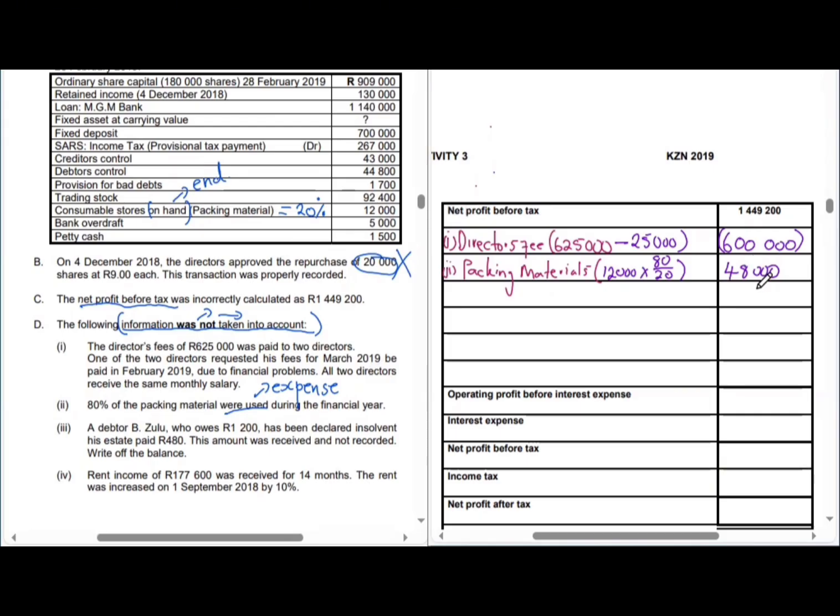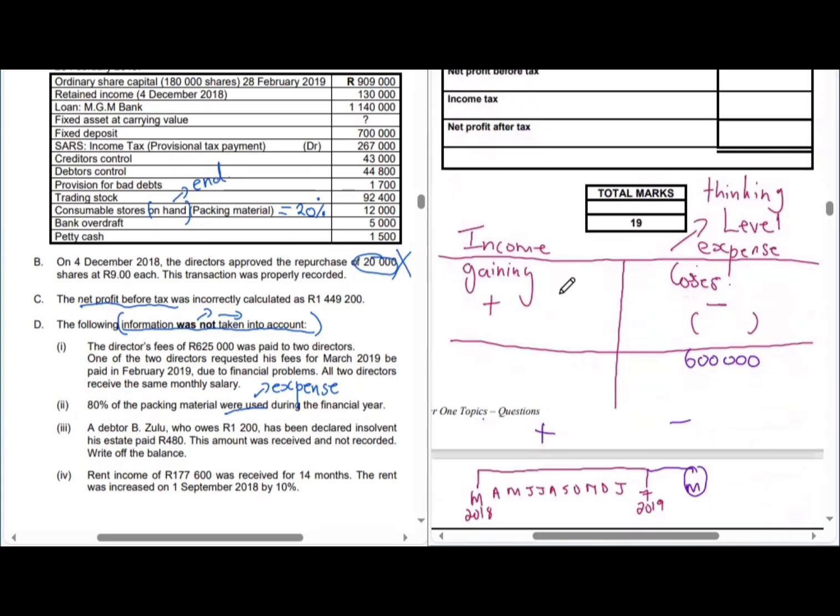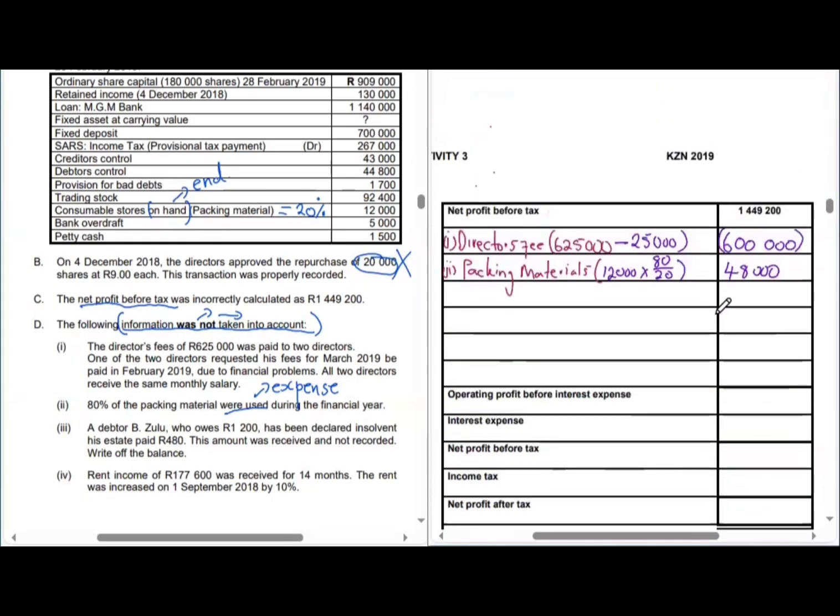So now guys, we are taking it to our thinking level. 48,000. Now we need to know whether that 48,000 is an income or an expense in our business. In packing materials, because they are used, it's an expense. So is the business gaining or losing? The business is losing. How much are we losing? 48,000. So now we know that 48,000 is an expense, and it must be shown by either a negative sign or in brackets. And then we record that 48,000 in brackets.